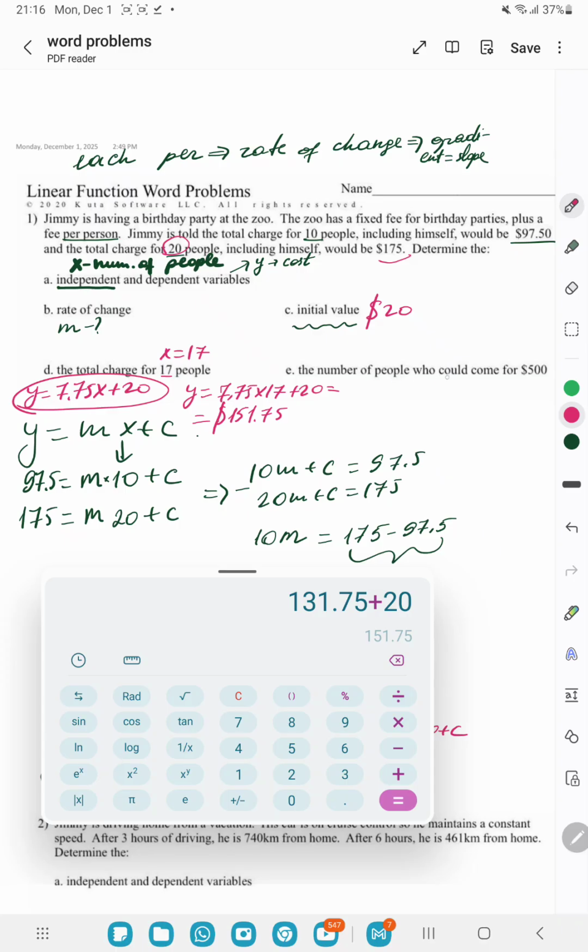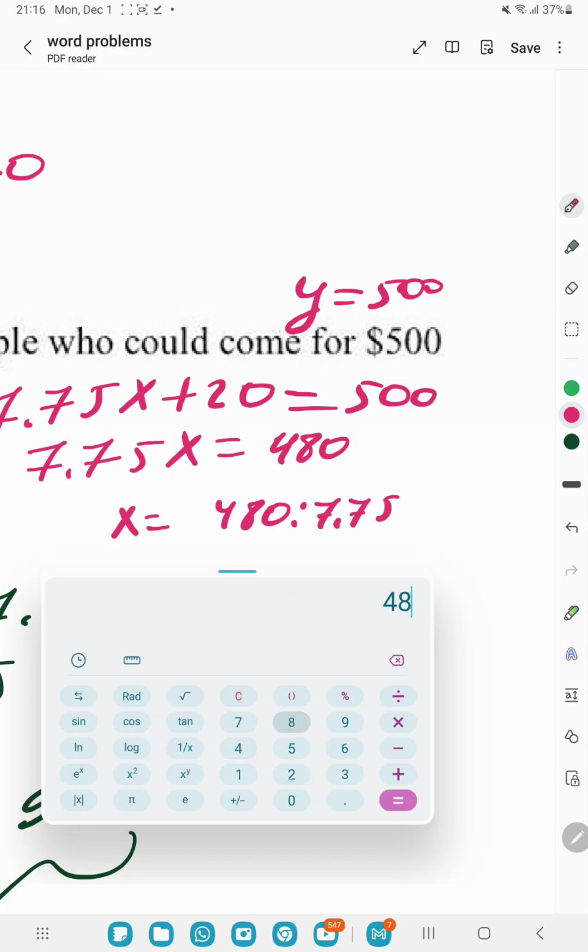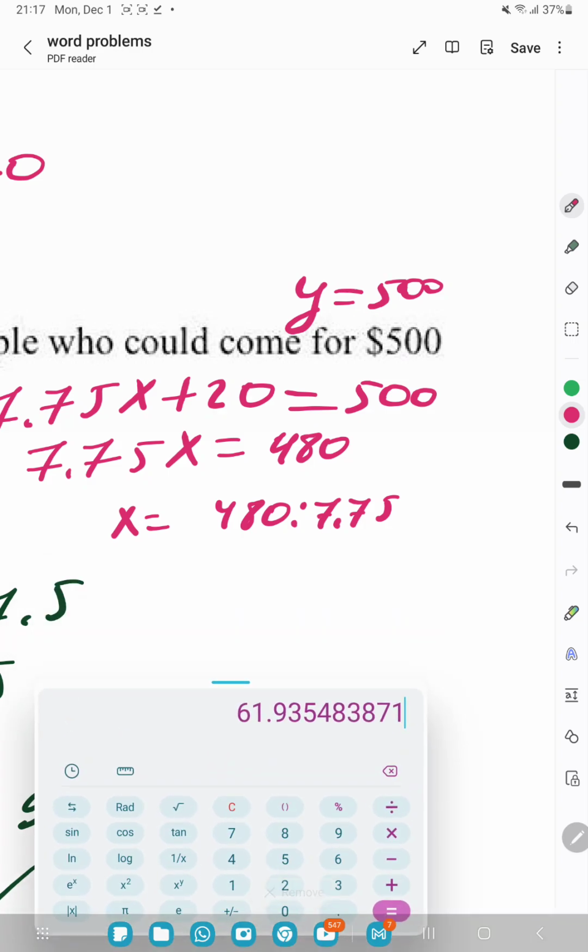Now E, the number of people who could come for $500. So our y is 500. Let's write 7.75x plus 20, our right side, equals y, $500. 7.75x equals, we will subtract 20 from 500, which will be 480. To find x, we should divide 480 by 7.75. It's 61.9.